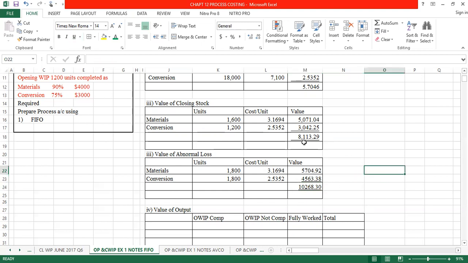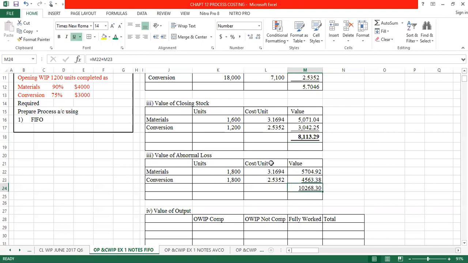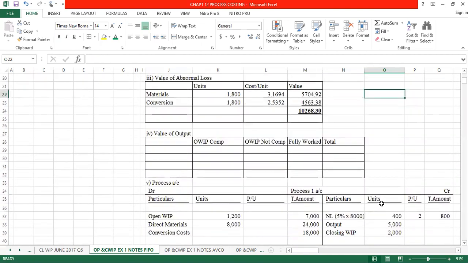So we have your total values there. I'll put it in bold. Okay, next, value of output. Now here, we must be very careful.